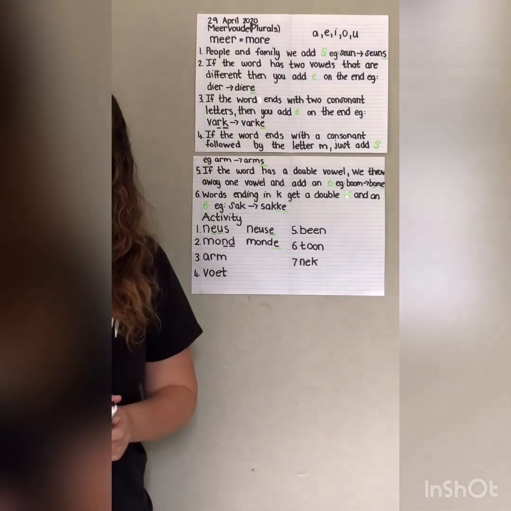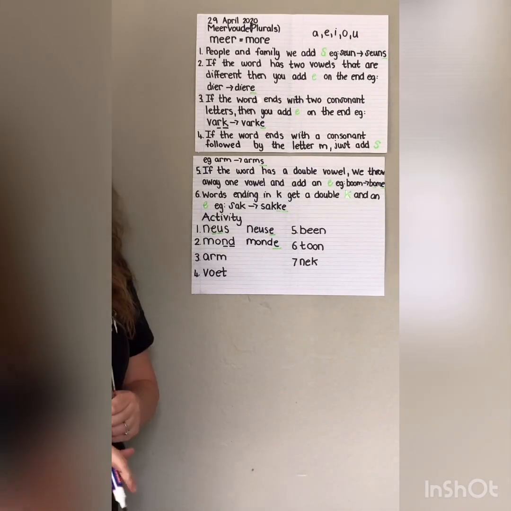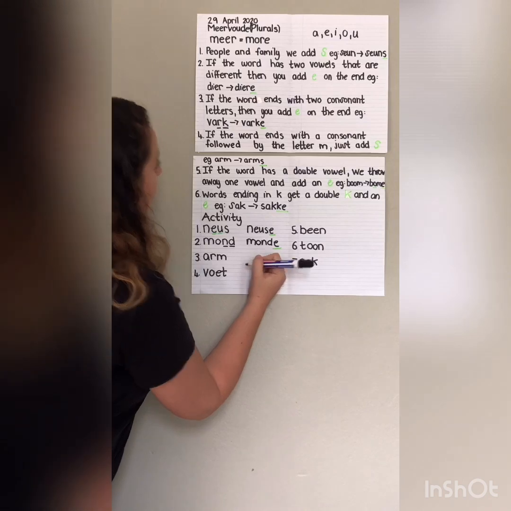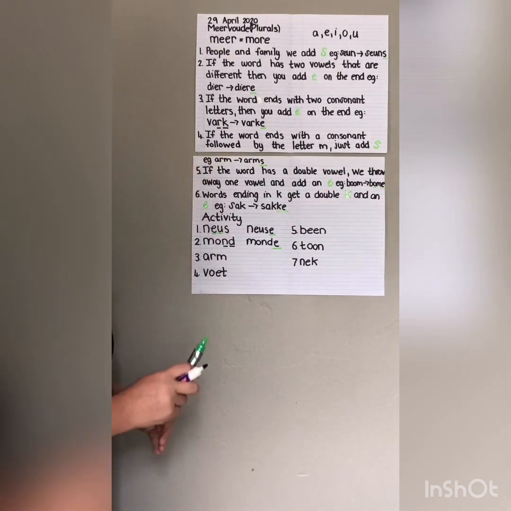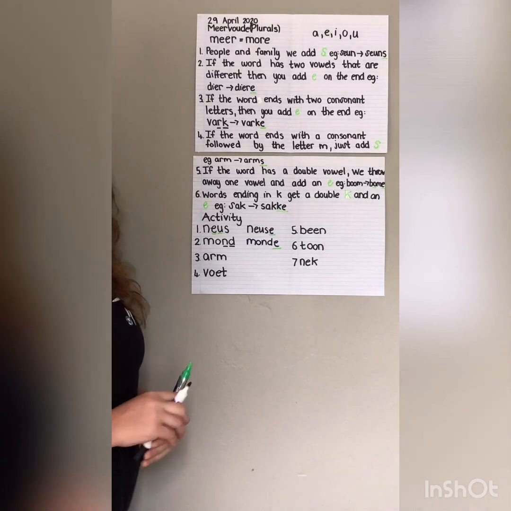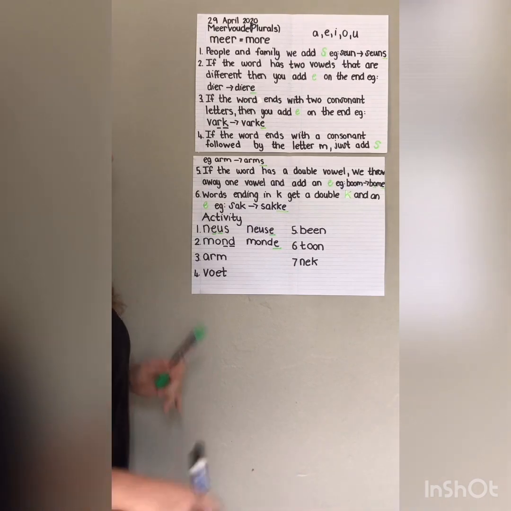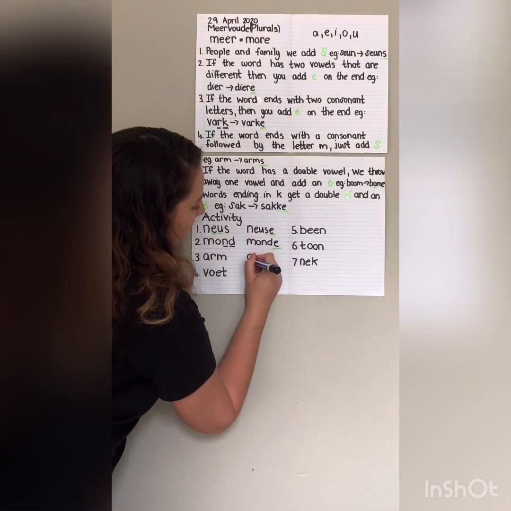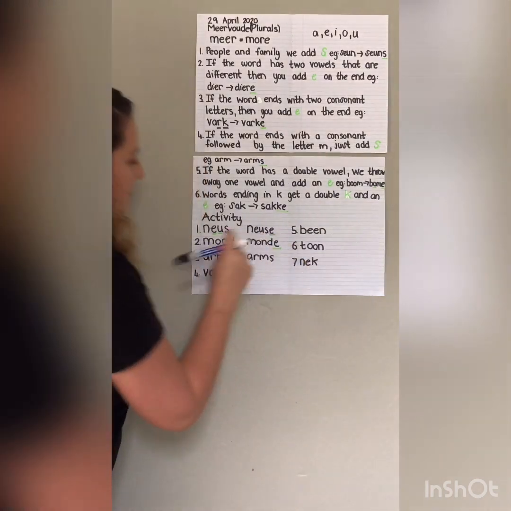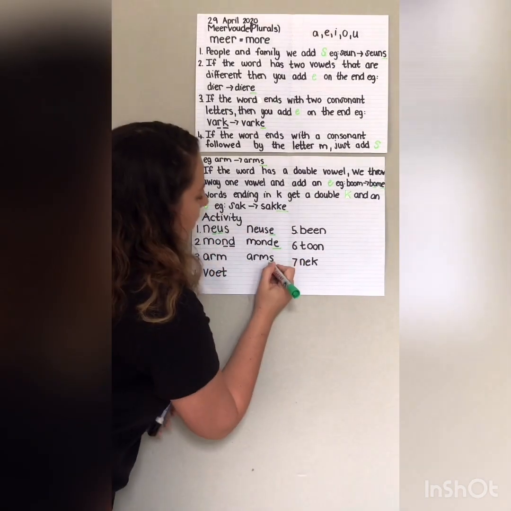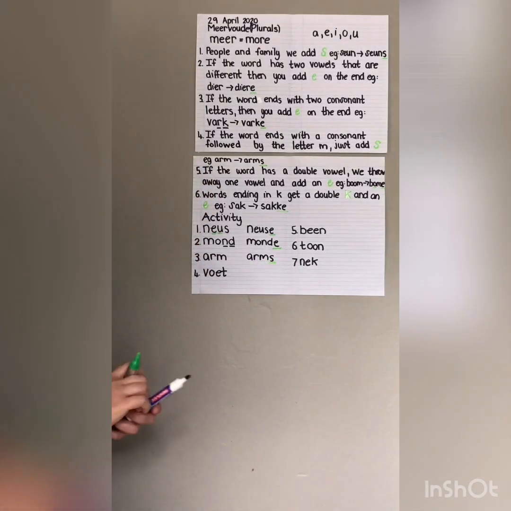The next word that we have is arm for arm. Looks like the spelling is the same like in English. We are going to use rule number 4. When the word ends in a consonant letter followed by the letter M, then we just add an S. Easy peasy. And it becomes arms. I'm using my green pen to show you the letter that I've added on.